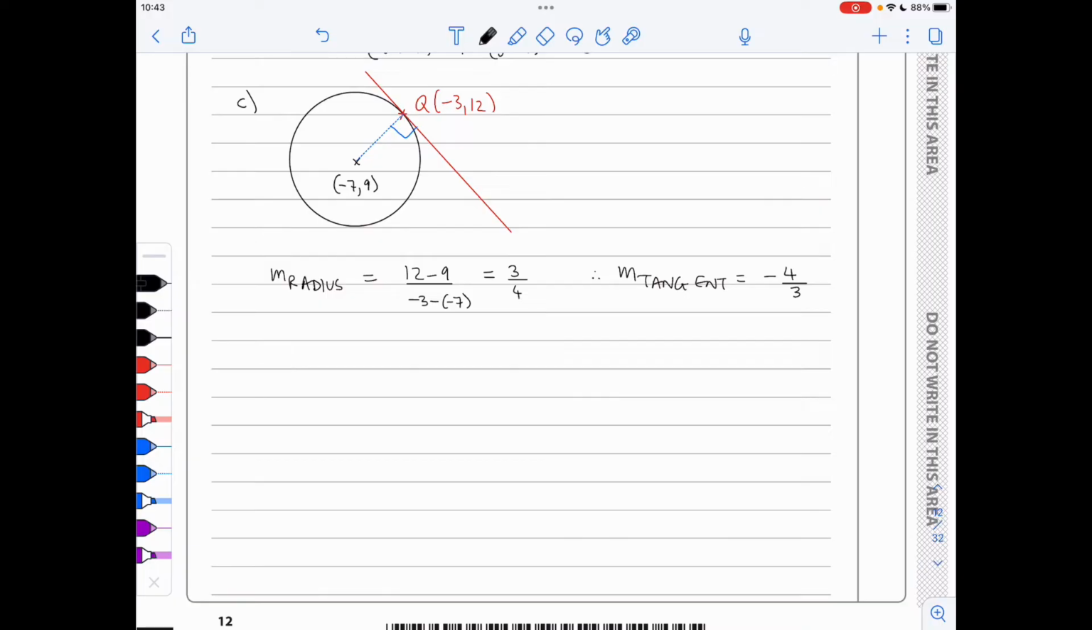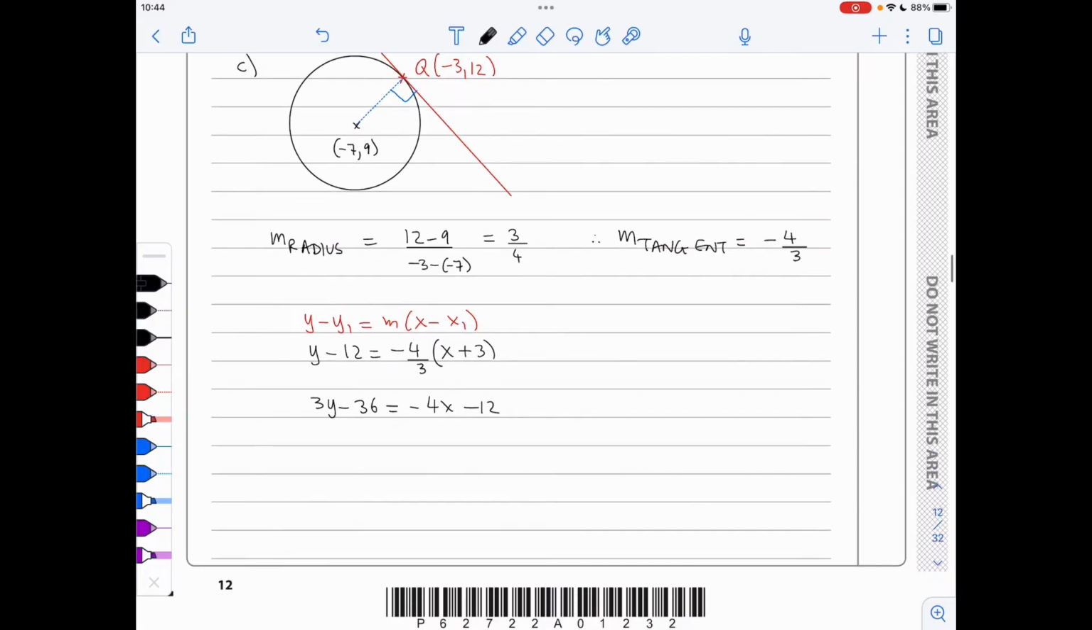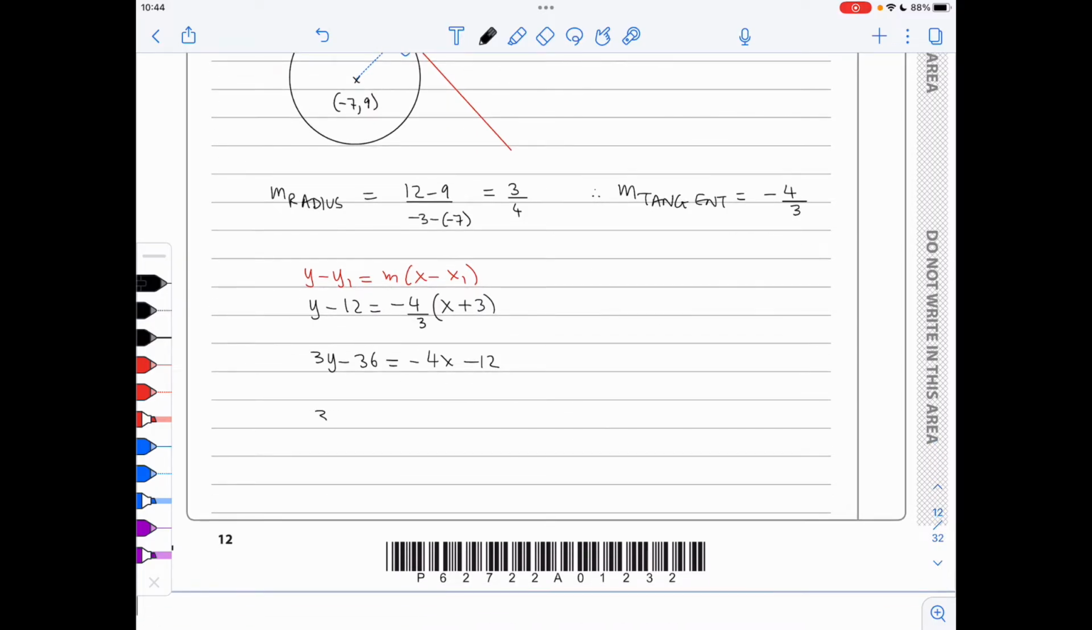I will then be using y minus y1 is m times x minus x1. So y minus 12 is minus 4 over 3 times x minus minus 3. I will cross multiply to get 3y minus 36 is minus 4x minus 12. And I need to collect everything on one side to match the form I was asked to give my answer in. So 3y plus 4x minus 24 is 0.